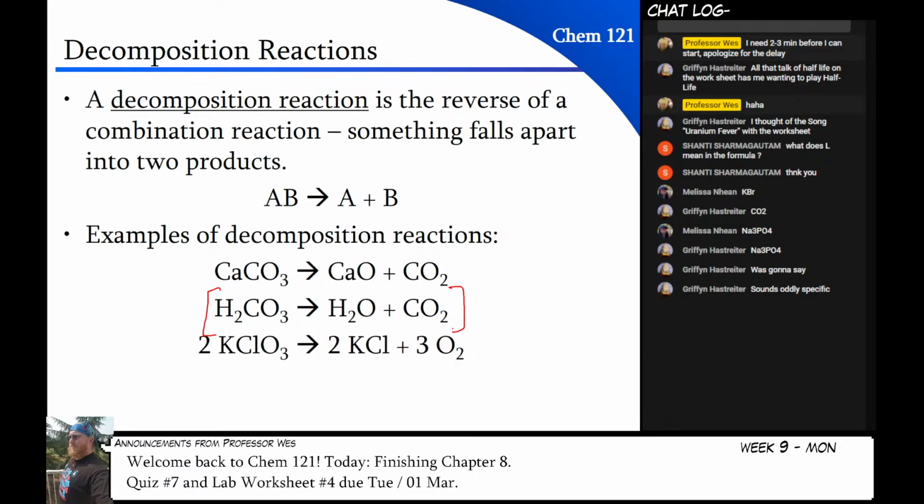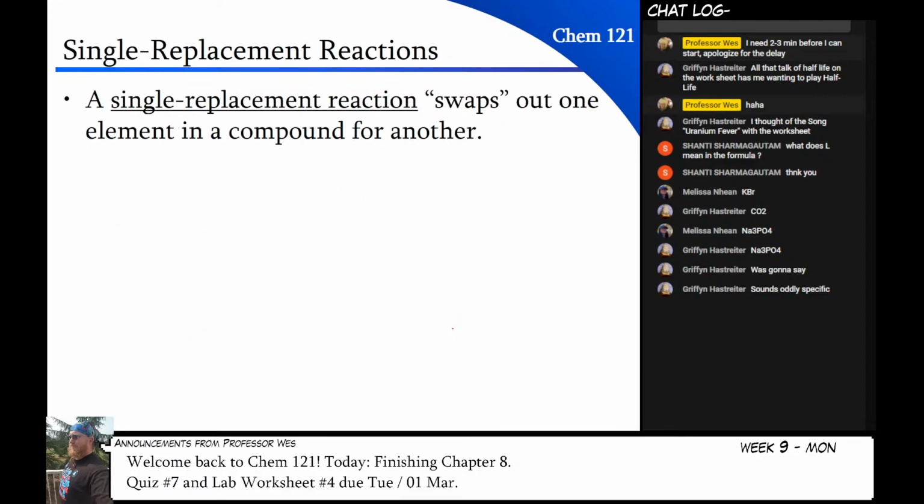Now, what about these replacement reactions? Oh, there's another decomposition one. Replacement reactions require you to swap one element for another in a compound. So if I have something like this, I might swap A and B. And then the result would be this. So this would be a single replacement, because I am replacing one thing in a compound.